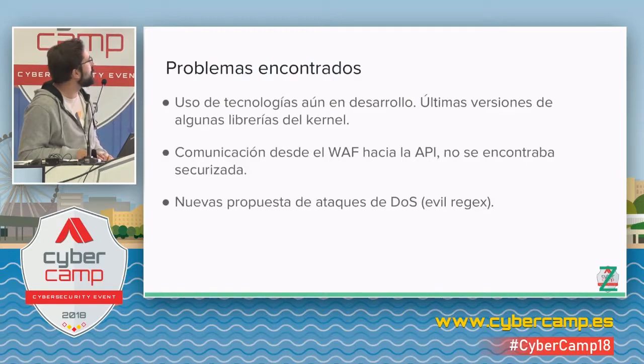What problems did we encounter? We have used technologies that are still under development. Why? Because we want to help the community use some of the new libraries. We've also communicated from WAF to the API. We have managed to have an SSH tunnel so that information can go more securely.